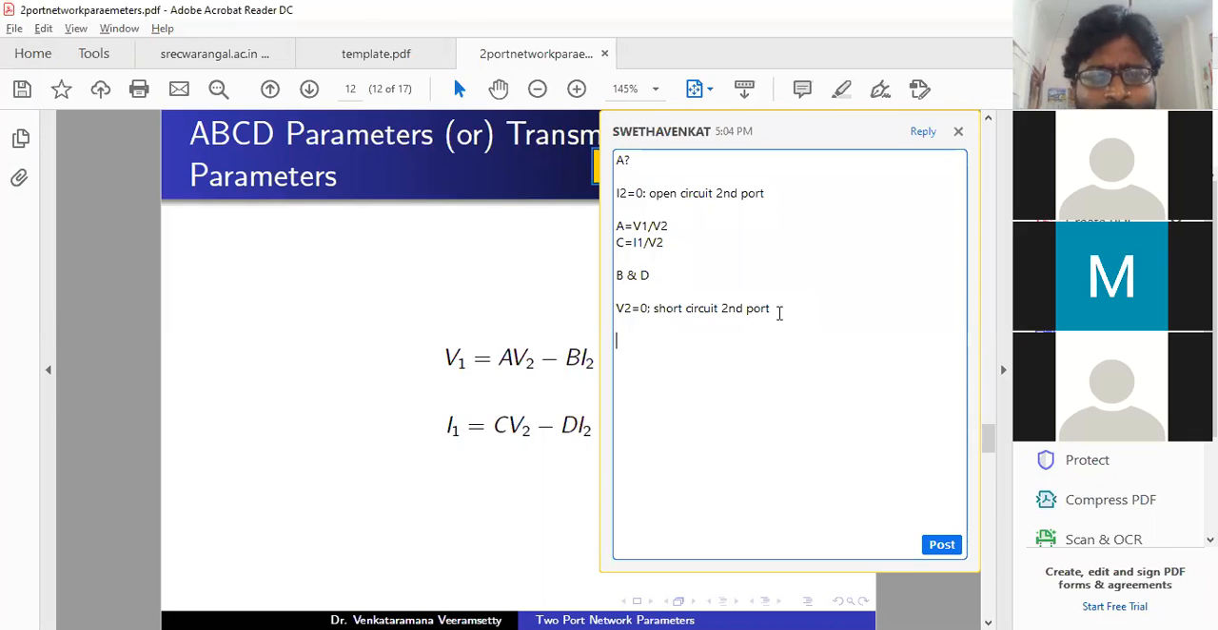Now, if you make V2 equal to 0 by short circuiting the second port, then the first equation will be V1 equal to minus B into I2, and B equal to minus V1 divided by I2. Because V2 equal to 0, we short circuit the second port. When V2 equal to 0, we have V1 equal to minus B into I2 and B equal to minus V1 by I2.